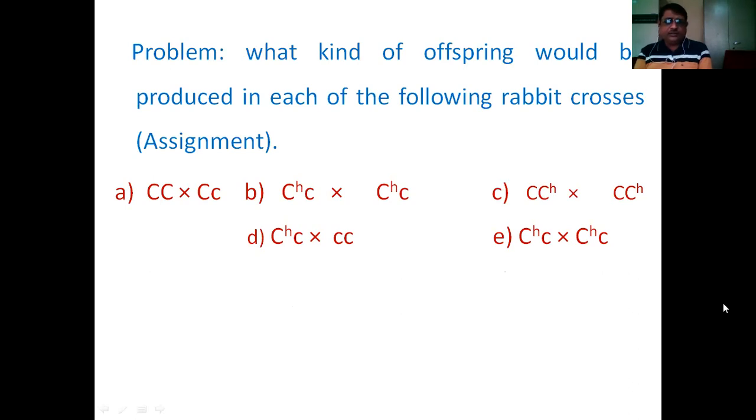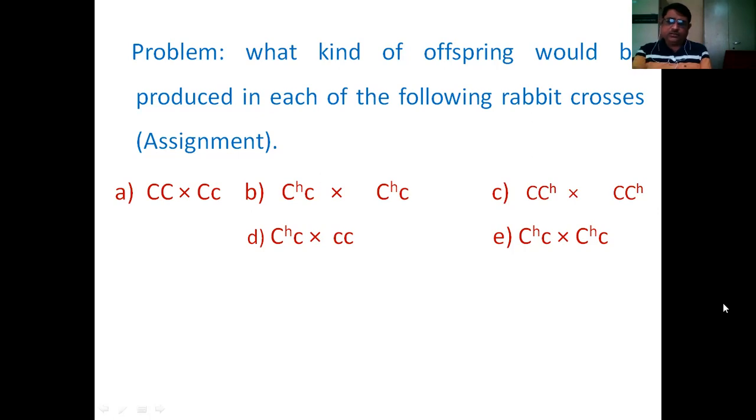Similarly, in the second case, if this Himalaya, that is C^H C, is crossed with another C^H C, we will get the first individual as a chinchilla, that is C having C^H. Second individual having C^H C, which is Himalaya. Sorry, in the first case also we will get C^H, which will be Himalaya, and in the second case we will get C^H small c, which will also be Himalaya. So all the individuals in the next generation will be Himalaya.